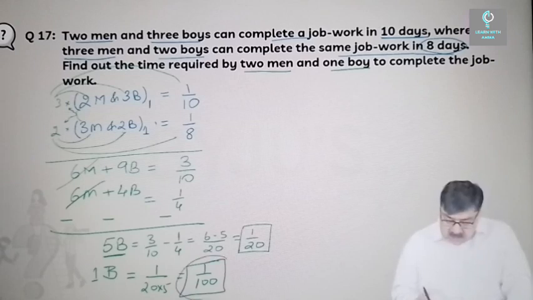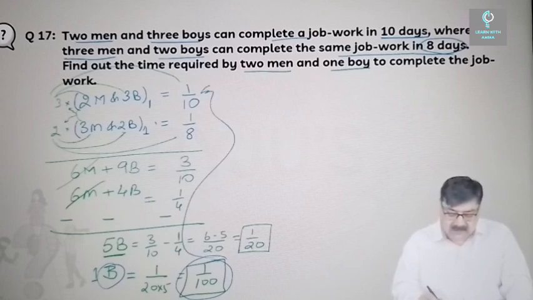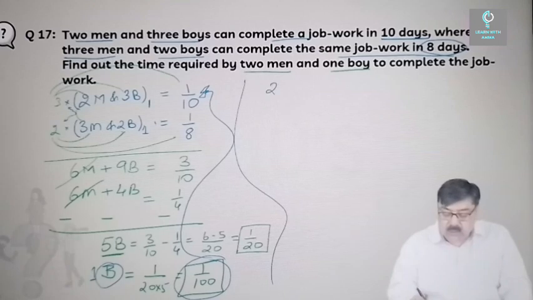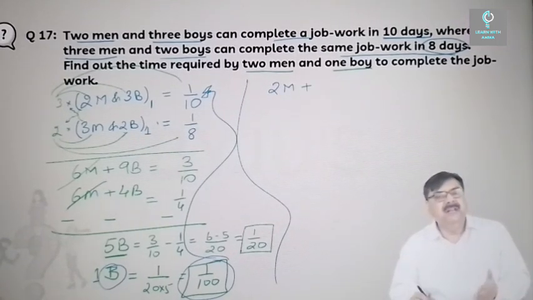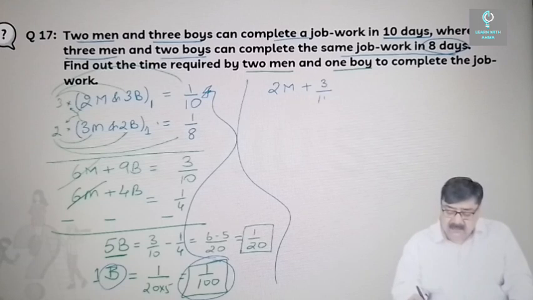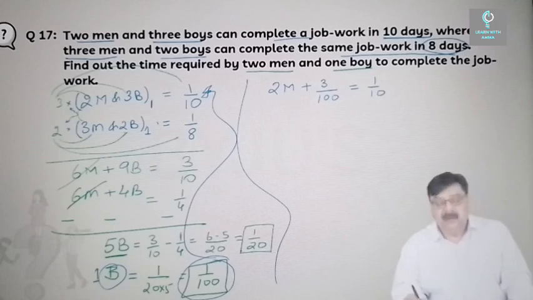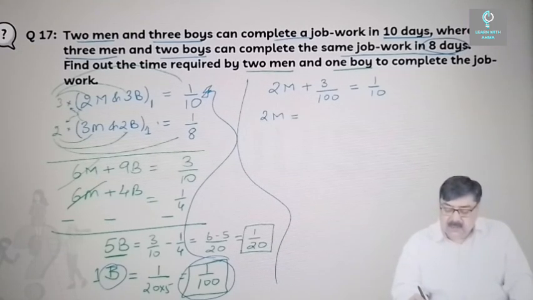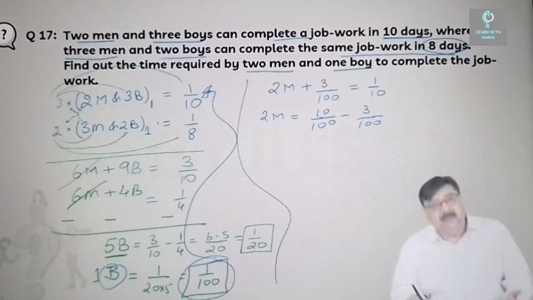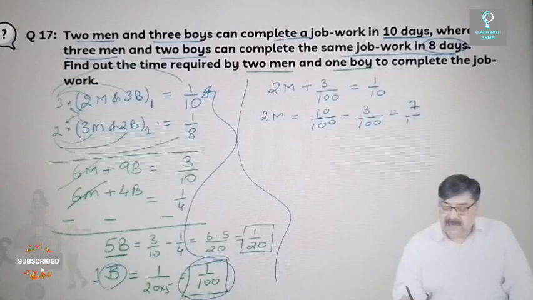Now let us substitute this value of boy in any of these equations. So let us substitute it here in this first equation. So 2 men and 3 boys work of 1 day. 1 boy's work of 1 day is 1 by 100. So 3 boys work of 1 day is going to be 3 by 100. Now this is equal to 1 by 10. So 2 men is equal to 1 by 10 minus 3 by 100. Well, let's improvise here. Let this be 10 by 100. So it becomes 7 by 100.